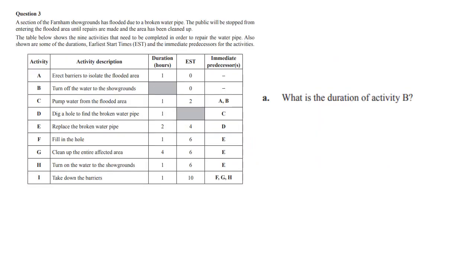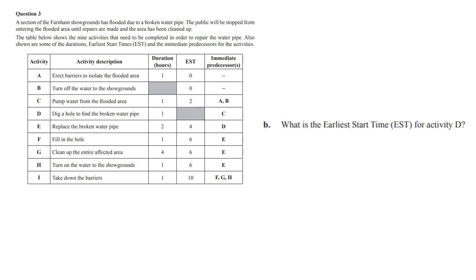Now, looking at this precedence table, you might be thinking, I'm going to have to do the whole big thing, but you don't have to for this question. It just says, what is the duration of activity B? And since activity C requires A and B, and its earliest starting time is 2, and A takes 1, I'm pretty certain that B takes 2.